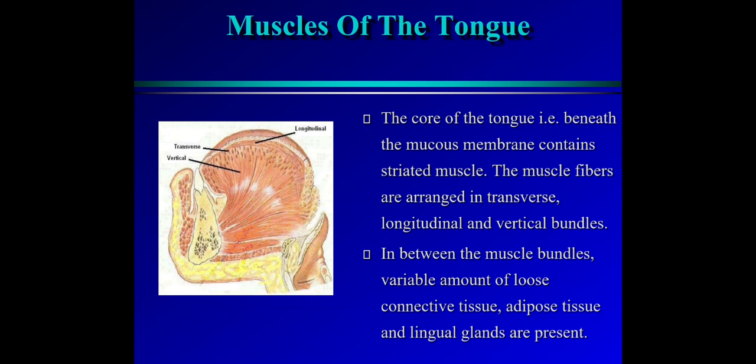Few of the muscle bundles are running parallel with the dorsum of the tongue, forming the superior longitudinal bundle. Few of the muscle bundles, again parallel with the tongue but deeply situated, are forming the inferior longitudinal bundle. Some of the cells are transversely arranged, and some of the cells are vertically arranged.